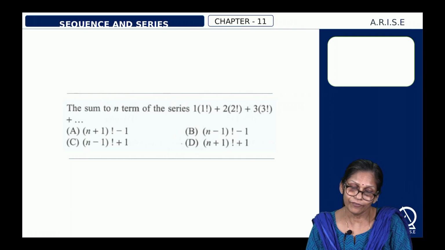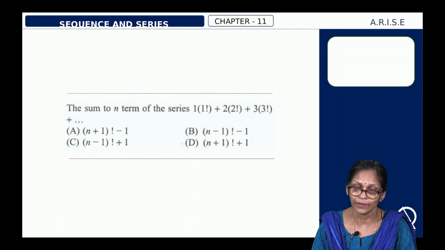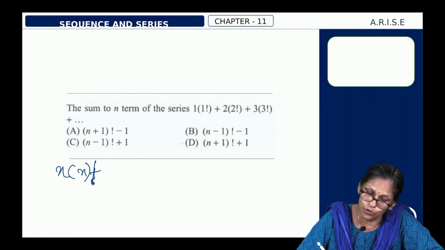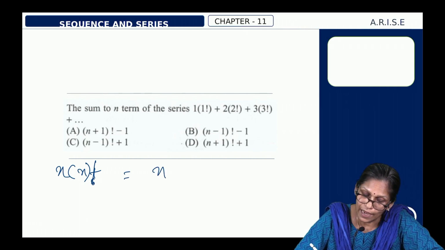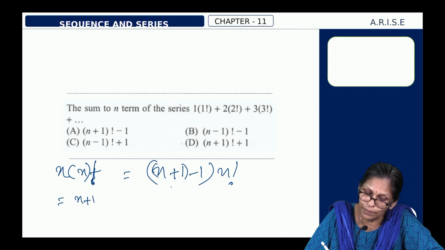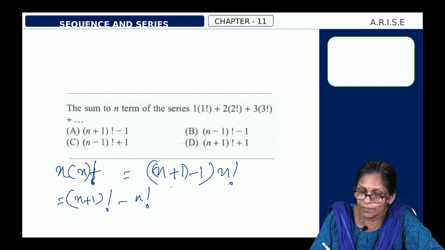Yes. If the sum to n terms is this, again as before I will give you the direct and the shortcut method. Okay, what is the general form of the term here? Isn't it n into n plus n into n factorial? Isn't that the general term here? So, can't I write this n as n plus 1 minus 1 into n factorial? So, I group this and then open the brackets.